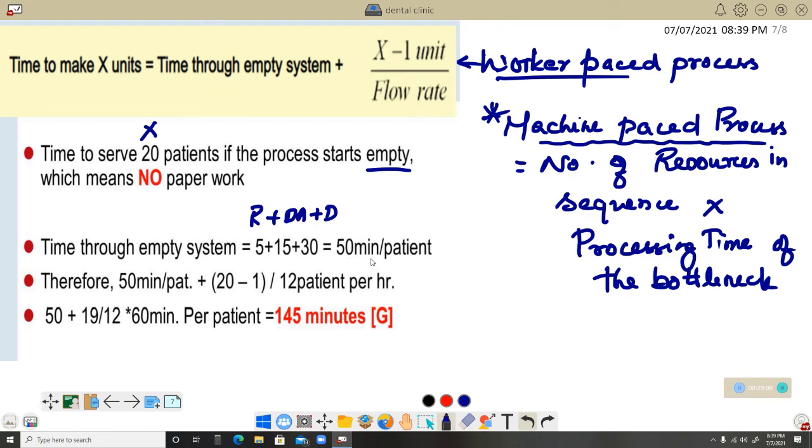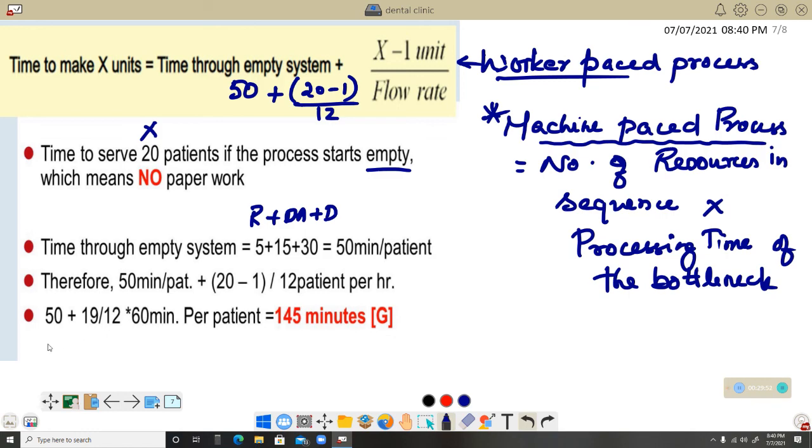We get 50 minutes per patient. We are not considering the self-service over here because the process starts empty. So time through the empty system: 5 plus 15 plus 30 equals 50 minutes per patient. Therefore, you substitute in the above formula: 50 minutes per patient plus, how many to serve? 20. So 20 minus 1 divided by the flow rate. Flow rate is 12 patients per hour, that is what is written over here.